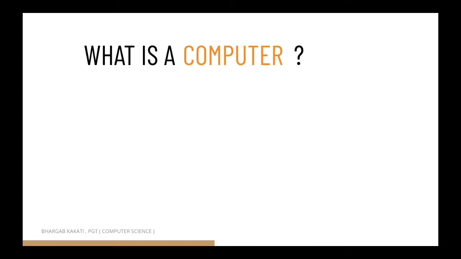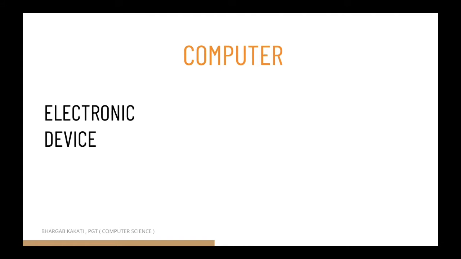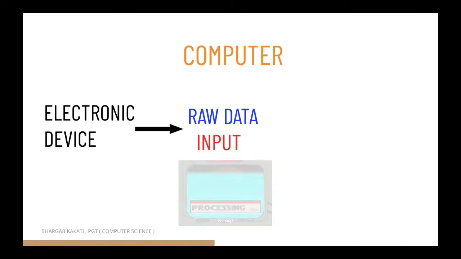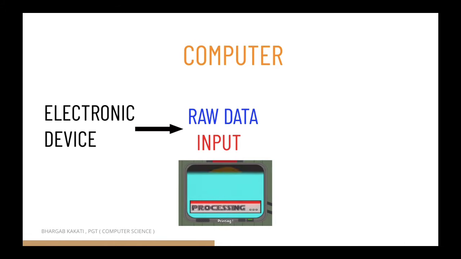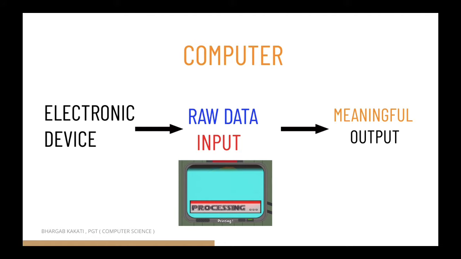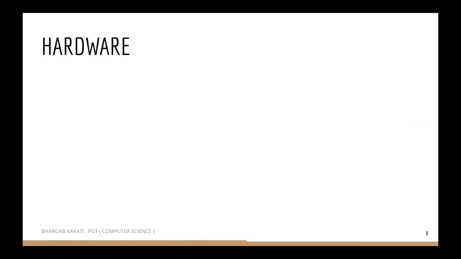Okay, now I think the definition of computer is clear. So what is a computer? Let's go to it again. It's an electronic device that takes raw data as input, processes them, and after processing it converts them into a meaningful output. Now we need to know about a few more terms.